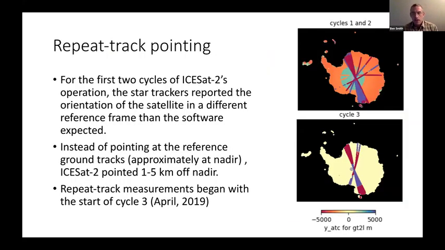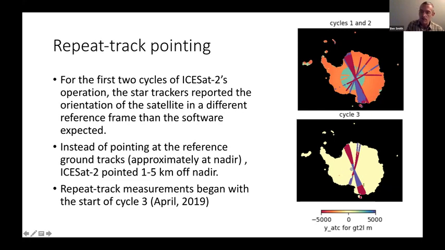As I mentioned in my talk at the beginning of the week, the along track pointing is something that we got working after a couple of cycles of data. So at the top, we have the along track coordinate for the center beam, the YATC for GT2L, which should be a number that's like 45 meters. For cycles 1 and 2, that was all over the place because ICESat-2 was not pointing at the ground tracks accurately. Once we got to cycle 3, we started nailing it. We started getting that pretty consistently at 45 meters.